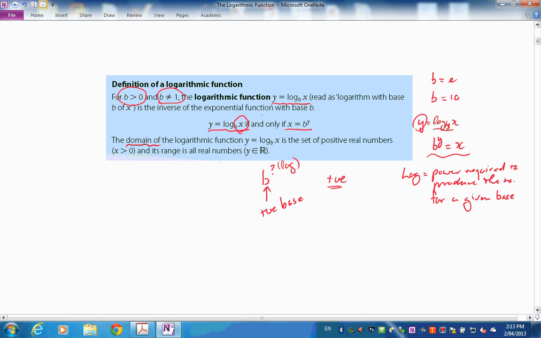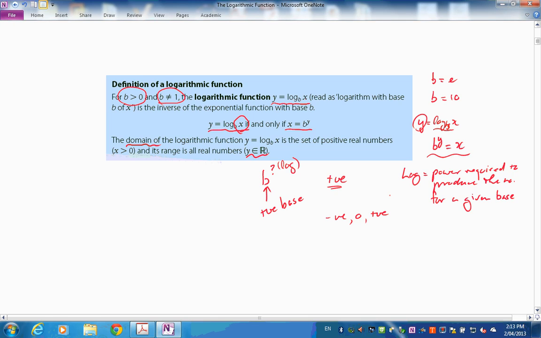But then, of course, you could have any value for that power. So y is a member of R, because you can have negative powers, 0 for a power, positive powers, irrational numbers as powers. We discussed that before.